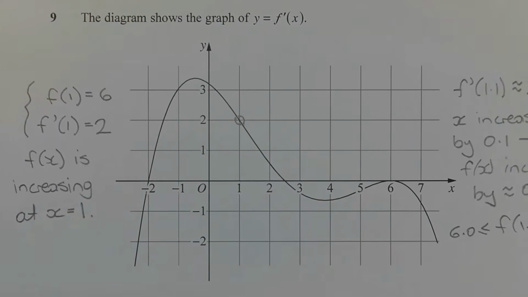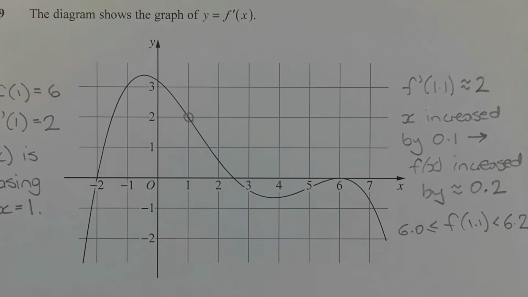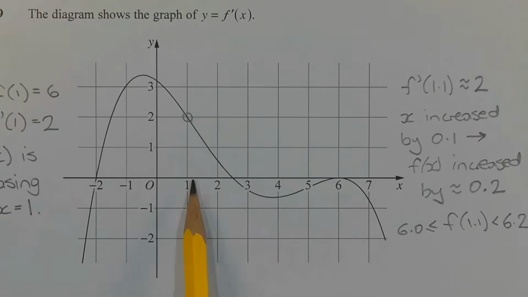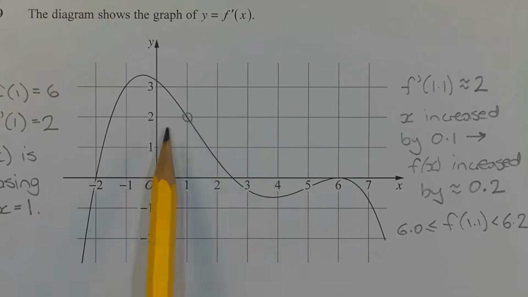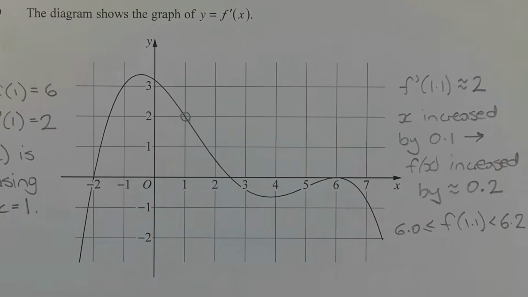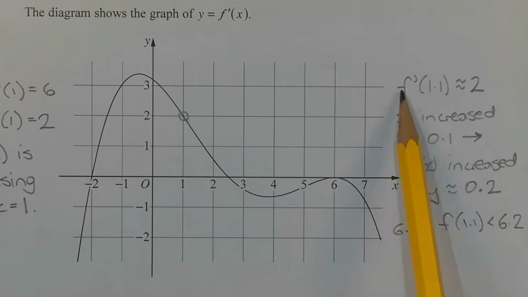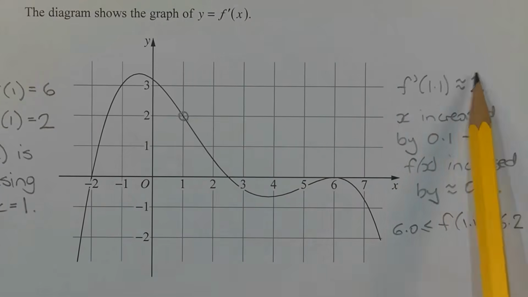Now let's go slightly beyond x equals 1 to x equals 1.1. So slightly to the right of 1 here. So that's around there. And the rate of change is still around 2, slightly less than 2 though. So I've stated that here that f dash of 1.1 is around 2.